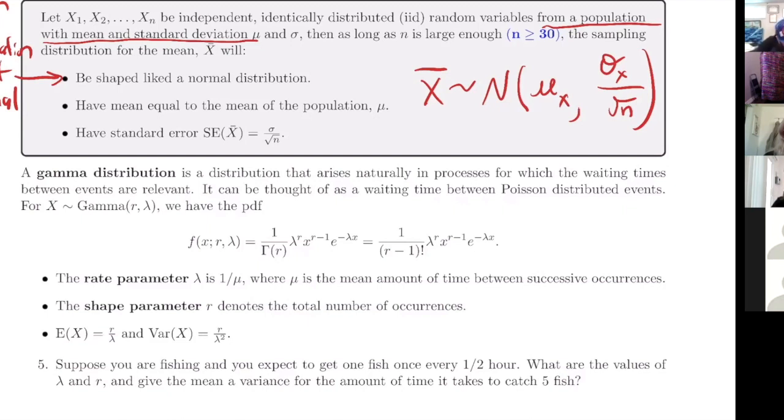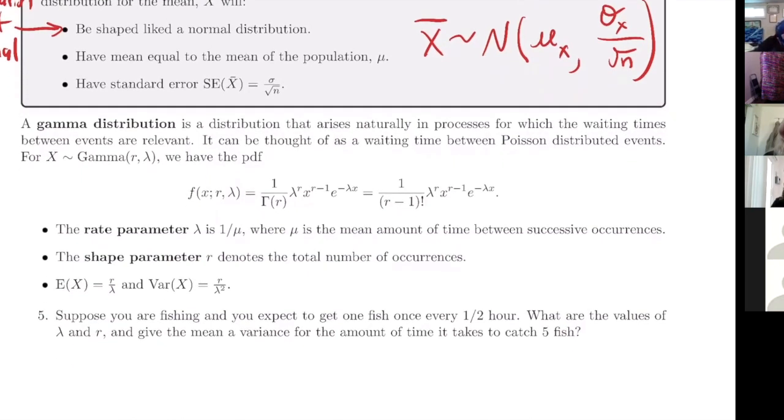With a gamma distribution, we could look at a thing like question 5. Let's say you go fishing and you know that you catch one fish every half hour. If we wanted to ask how likely it is that you catch 2 fish in a half hour or 3 fish in a half hour, that would be a Poisson distribution. But if we want to think about how long it is going to take us to catch 5 fish, rather than how many fish we catch within a certain time period, now we change the time period and think about how long it's going to take to catch that many fish. That's where a gamma distribution would be useful.